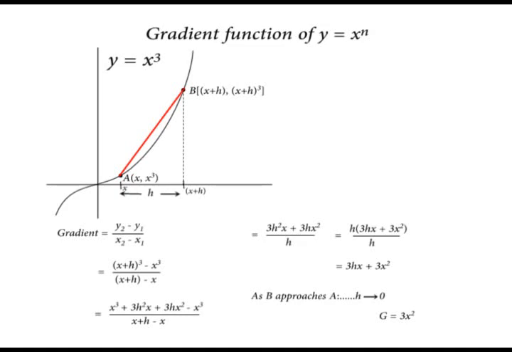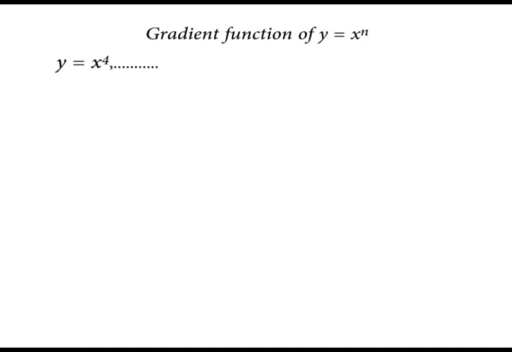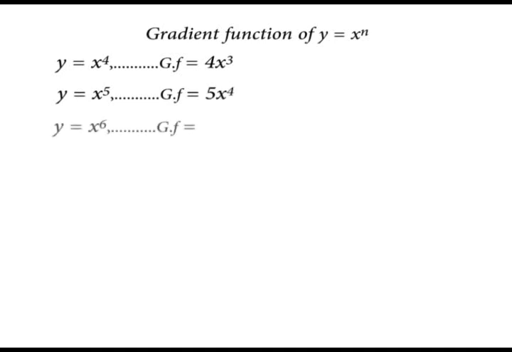If you keep increasing the power of x, to say y is equal to x raised to power 4, you will have the gradient function of 4x to power 3. Y is equal to x raised to power 5, you shall have 5x raised to power 4. Y is equal to x raised to power 6, you shall have 6x raised to power 5. Y is equal to x raised to power 7, you shall have the gradient function 7x raised to power 6.